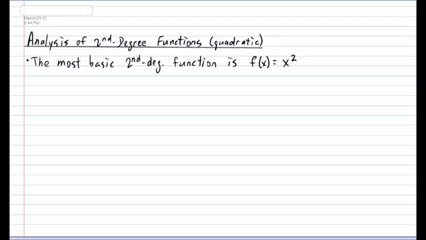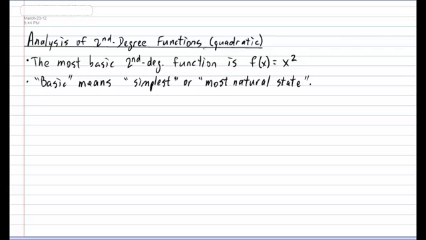Just a quick refresh on what basic means. The word basic means that we will be analyzing a parabola in its simplest or most natural state. And by natural state, I do not mean like an animal in the jungle. I mean that the parabola has not been stretched, flipped, or modified in any other way.